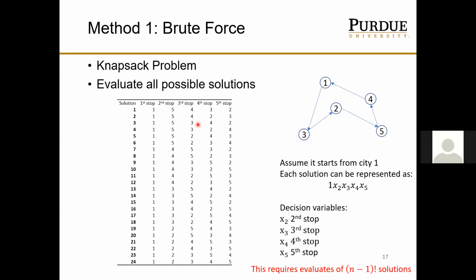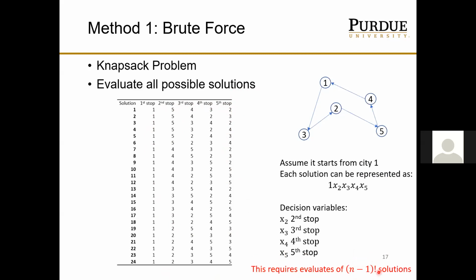So pretty much at the second stop, you have 4 options. The third stop, you have 3 options. The fourth one, you have 2, and the last stop, you have only 1 option. So that's the counting equation. The total number of solutions will be 4 times 3 times 2 times 1. That's the total number of paths, right? And as you can see here at the very bottom, if you want to list all the possible solutions, you have to evaluate the factorial of n-1, right?